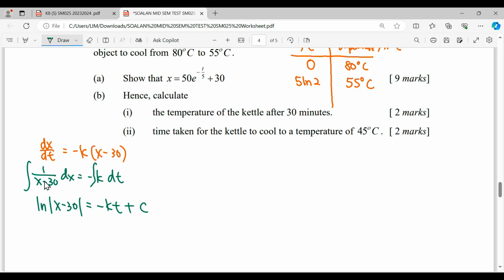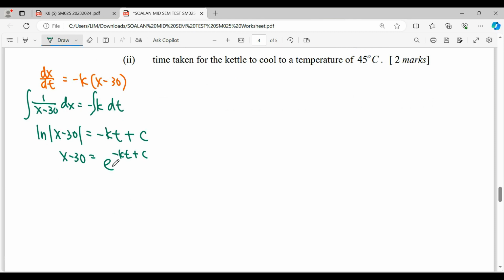So to unlock this ln, it will be in base e, move to the right hand side, and negative kt plus c become the power. Then we simplify e to the power of negative kt plus c. When we have a power, plus means it multiplies, so e to the negative kt times e to the c. The 30 moves to the right hand side, plus 30. Then we simplify the e to the c here, denoted as a constant A. So this is our general solution.